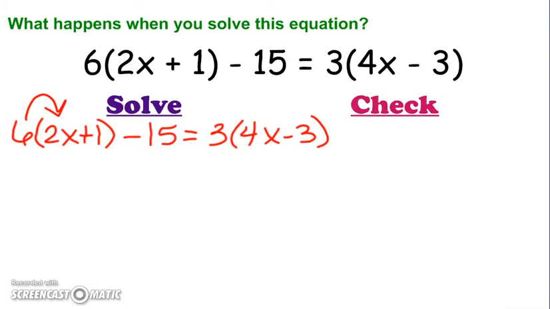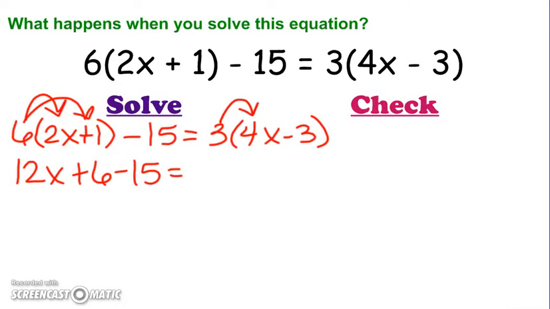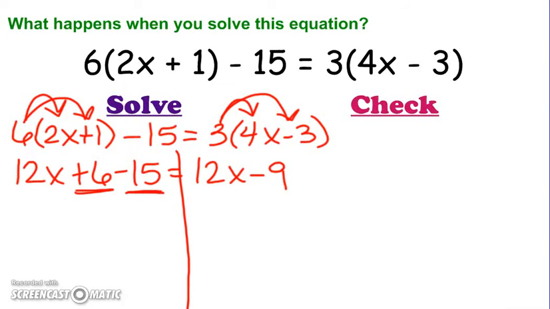So now we're going to distribute. 6 times 2x is 12x. 6 times positive 1 is plus 6, minus 15 equals. Distribute: 3 times 4x is 12x. 3 times -3 is -9. Second step is to combine like terms. I'm going to go ahead and underline everything that can be combined. And remember, you're only combining on the same side of the equation. So I have 12x minus 9 equals 12x minus 9.